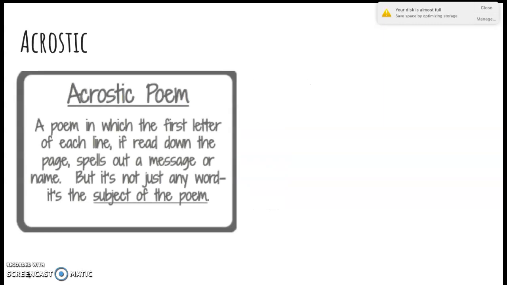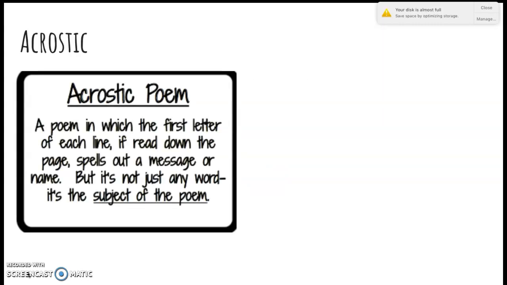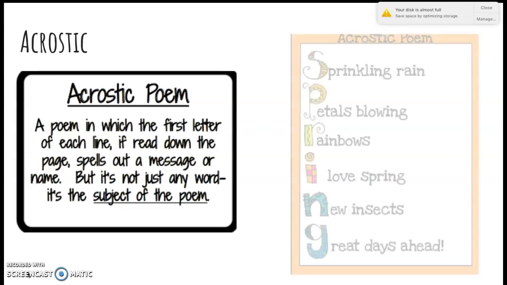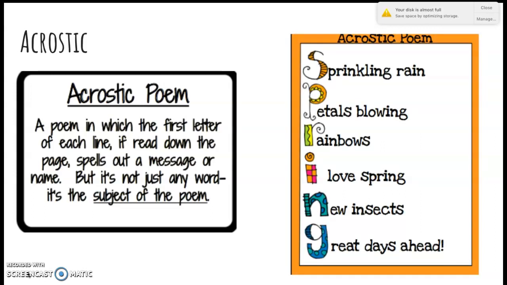The first poem that we are going to talk about are acrostic poems, a poem in which the first letter of each line, when you read it down the page, spells out a message or a name. But it's not just any word, it's the actual subject of the poem. So here I have an example of an acrostic poem. When you look down, it spells spring. Each line is a word or word phrase that describes spring itself. So, sprinkling rain, petals blowing, rainbows, I love spring, new insects, great days ahead.